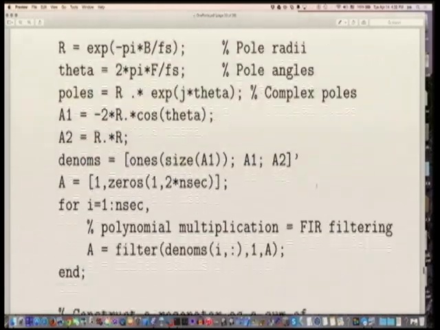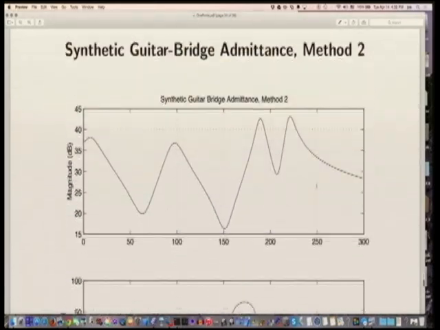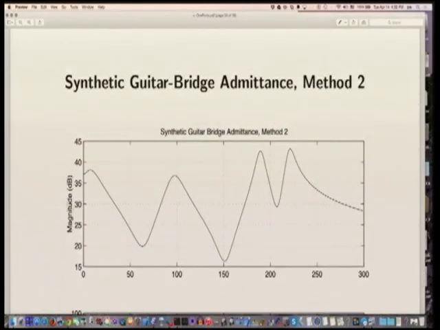Now here's method 2. There's the MATLAB. You can study it if you're interested. And in this case, we have much more control. So we now can get our Helmholtz resonance independently placed relative to the upper plate resonances. And so we get a much nicer result; this looks closer to the data.